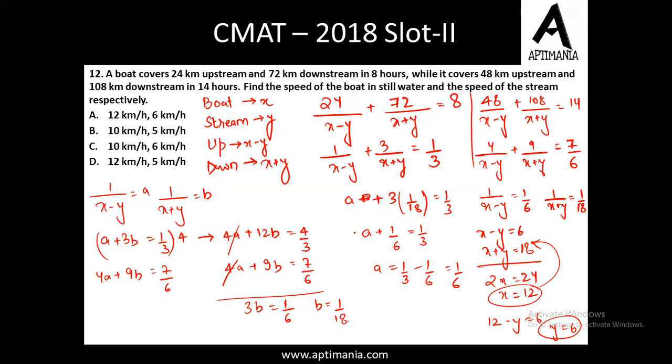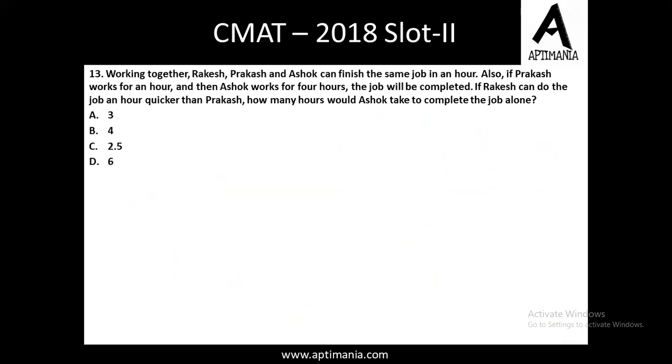So for question number 12, the correct answer is option A, that's 12 km per hour and 6 km per hour be the speed of boat and stream respectively. Let's go ahead to the next question. Question number 13 is on the screen. Let's try to solve it out.